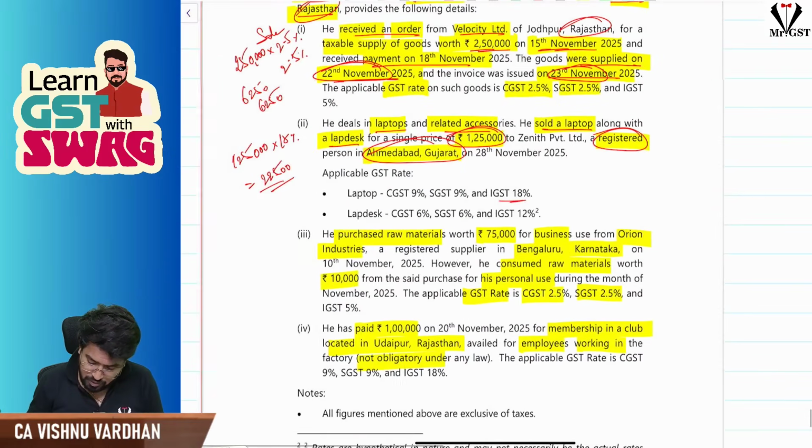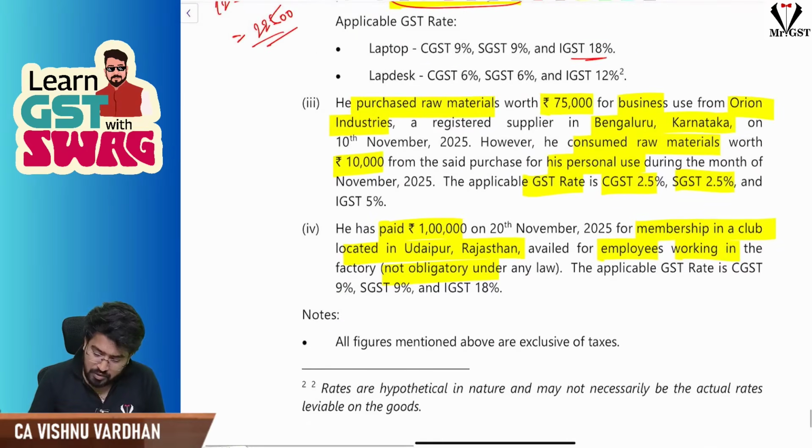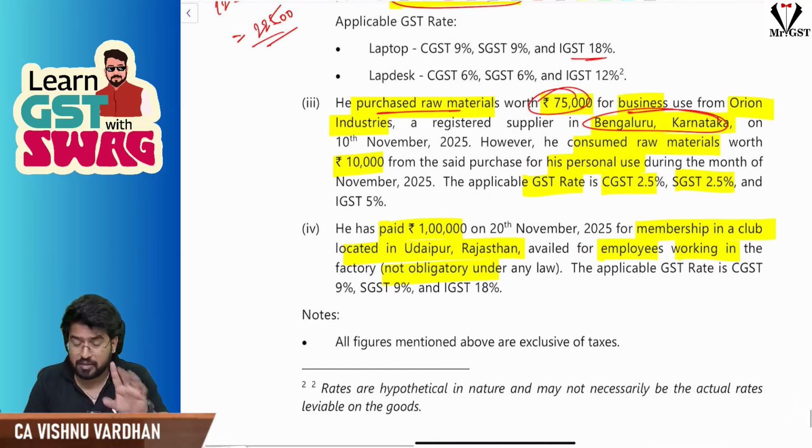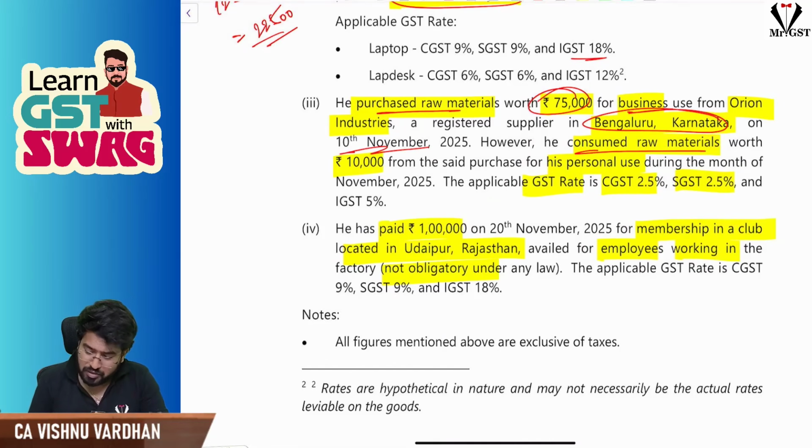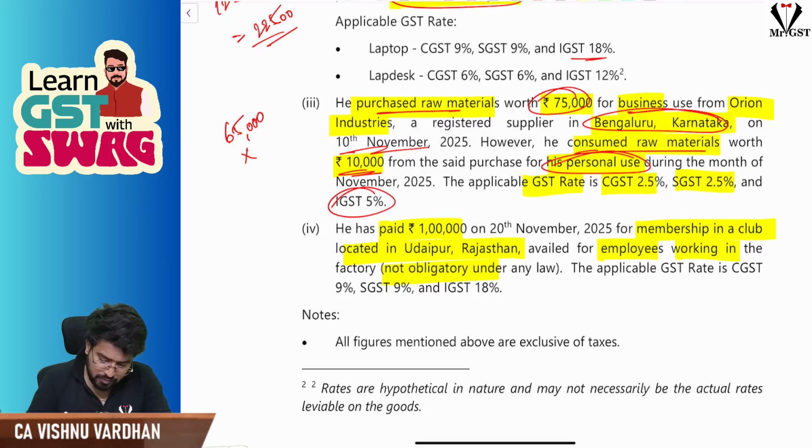For the month of November, they give two purchases here. Purchased raw material worth 75,000 for business purpose from Bengaluru, Karnataka. That means IGST. But unfortunately, this is on 10th November. He consumed 10,000 raw material for his personal purpose. That means on 65,000 you can take ITC. Here IGST will be there 5%. That you can take 65,000 into 5%. 3,250 will be the ITC.